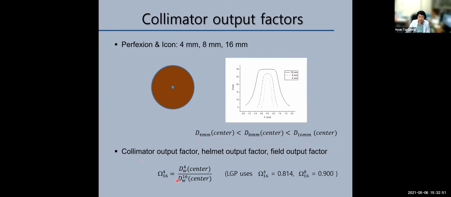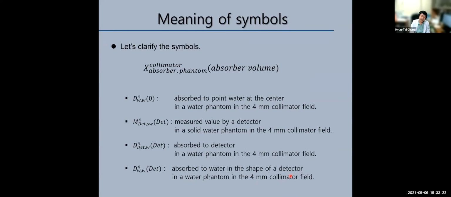The same meaning. So let's say omega 4/16 is the collimator output factor of the 4 mm collimator. Then LGP, the treatment planning program of Gamma Knife surgery, uses omega 4/16 of 0.814, and omega 8/16 is 0.900. So it's our task to check how accurate these values are. We are medical physicists, so we need to check the accuracy.